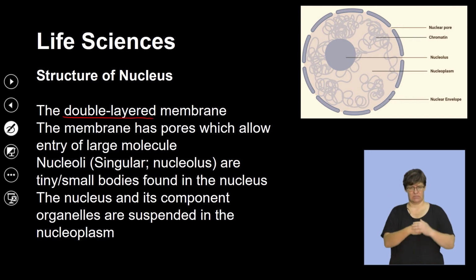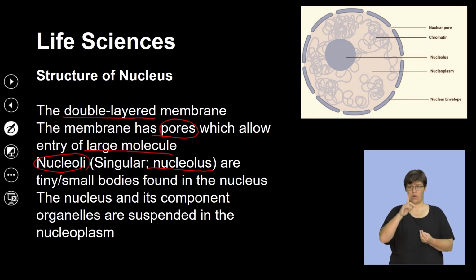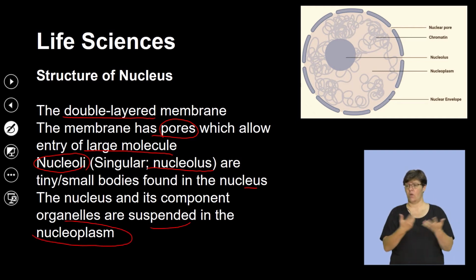As I mentioned, it's a double-layered membrane. It has pores around it, which allow for the entry and movement of molecules through them. It has nucleoli, or a nucleolus, singular, which are tiny bodies found in the nucleus. The nucleus has its components suspended in the matrix, or the liquid part, called the nucleoplasm.